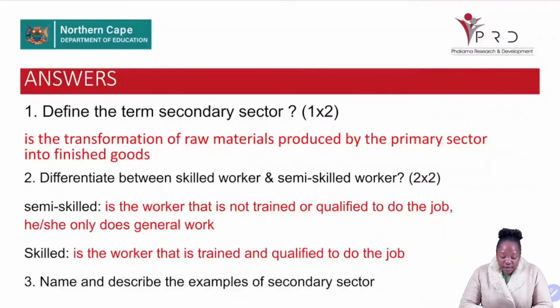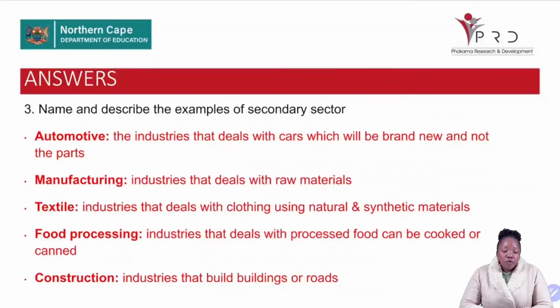Then the third question, whereby you are supposed to name and describe an example of a secondary sector. Number one, we said is automotive. Automotive, we're talking about the industries that manufacture or build the cars. Not only the cars, but as long as it has wheels and it can move, because we're talking about cars, the trucks, the buses, as well as your motorcycle.